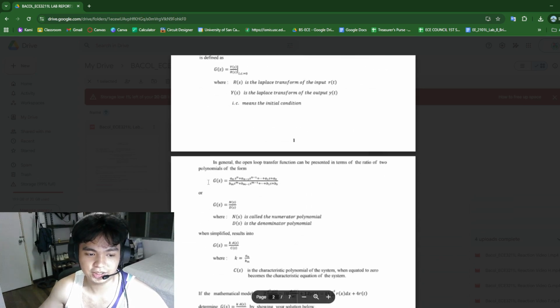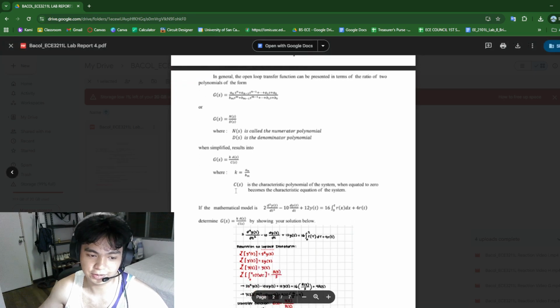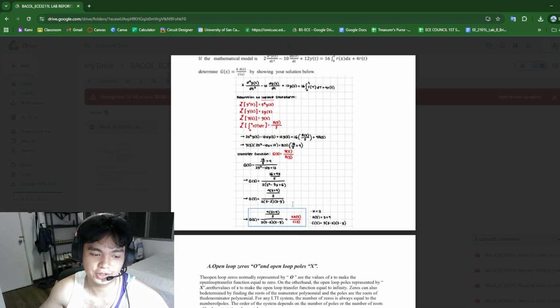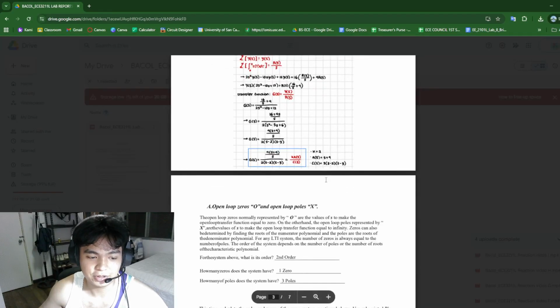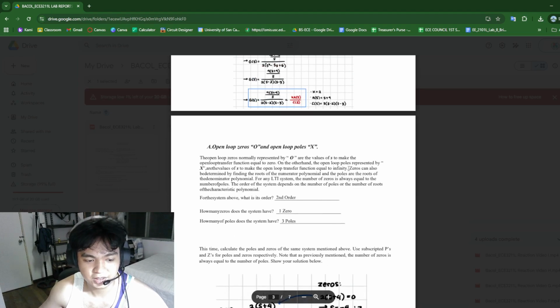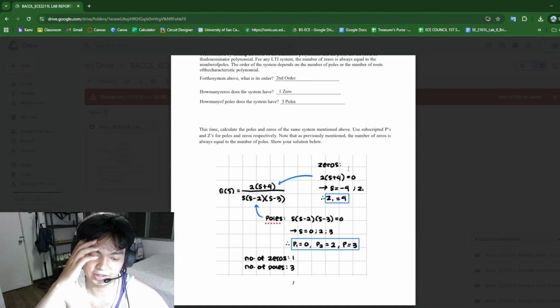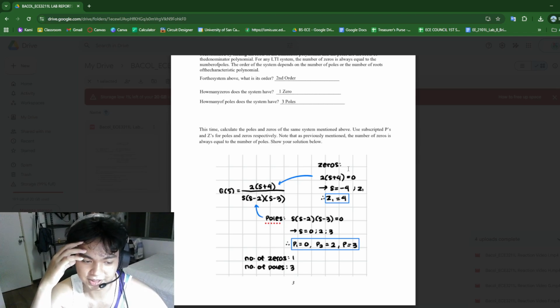So what I did in the first was I converted the given differential equation into the Laplace domain to get the transfer function. I applied the Laplace transform and simplified the equation to get the transfer function. This form actually allowed me to clearly identify the numerator and denominator, which are needed to find the zeros and the poles. In my case, I got 1 zero and 3 poles.